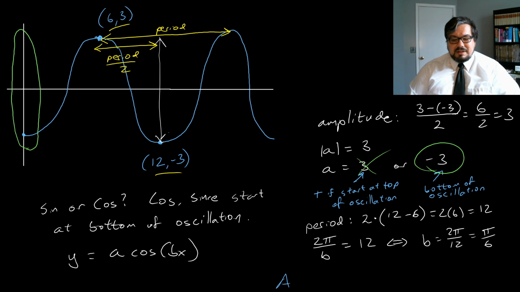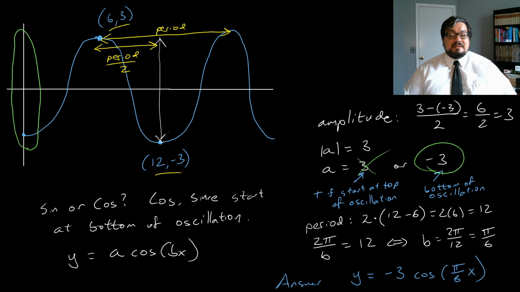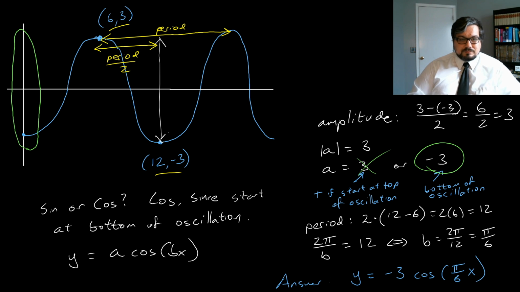So that means that our answer is y equals negative 3 cosine pi over 6 x. And that's the function that will match up with these points, with this graph.